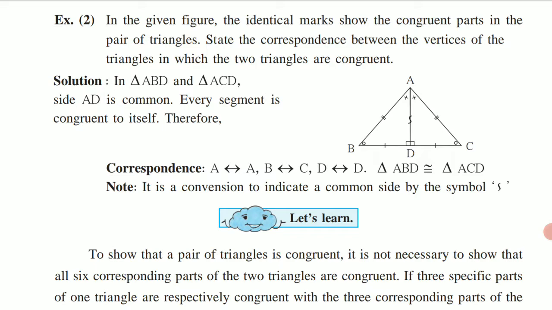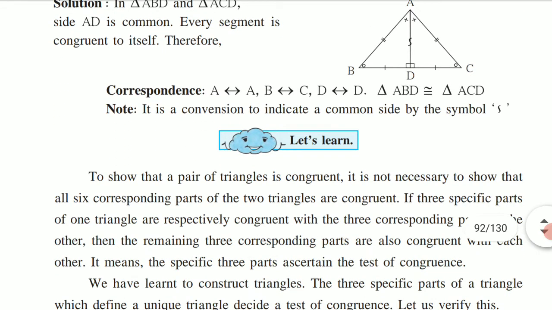In triangle ABD and triangle ACD, side AD is common. Every segment is congruent to itself. Therefore, the correspondence is A to A, B to C, D to D. Therefore, triangle ABD is congruent with triangle ACD. It is a convention to indicate a common side by a symbol like this.